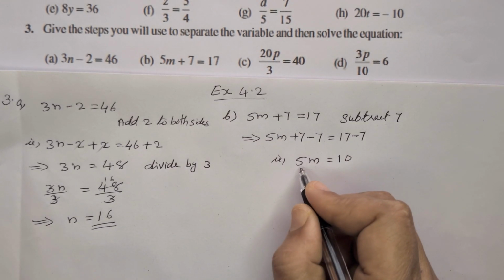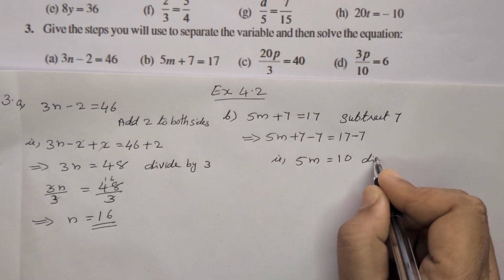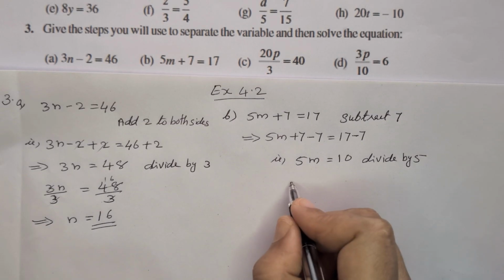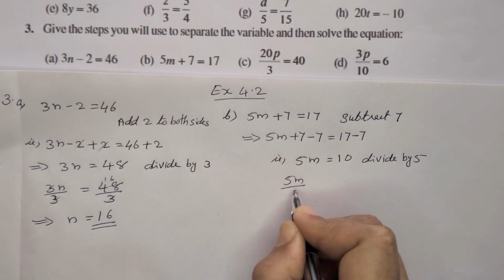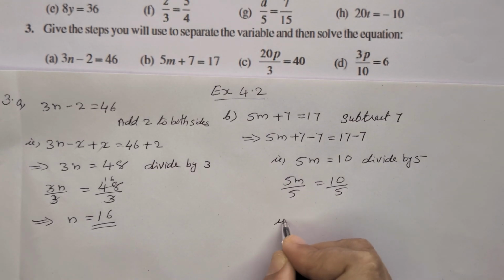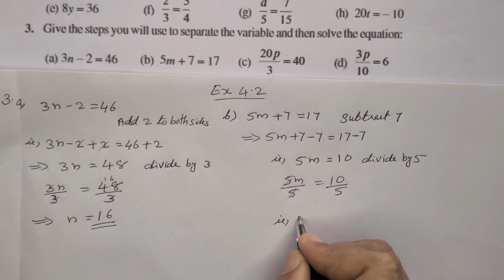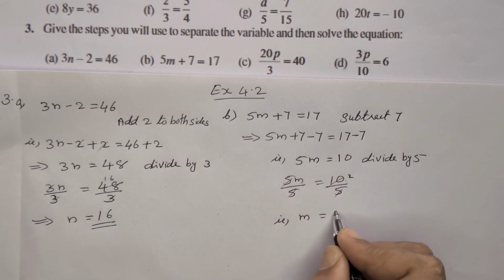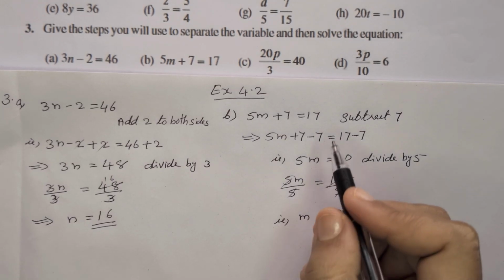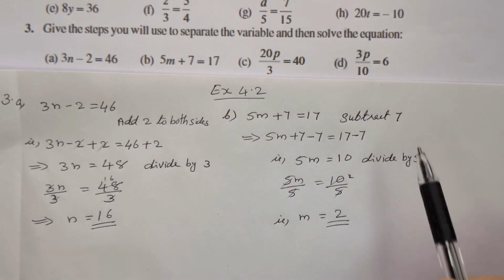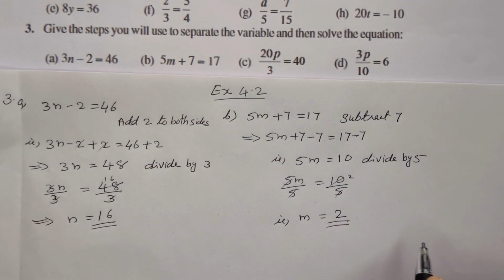Now we have to remove this 5. So divide by 5. 5m by 5 is equal to 10/5. That is 5 and 5 will cancel. M is equal to, here 2 times 5. So 2/1, that is equal to 2. M is equal to 2. Now according to the question, first we separate the variable and then solve the equation. Solve means value of the variable.